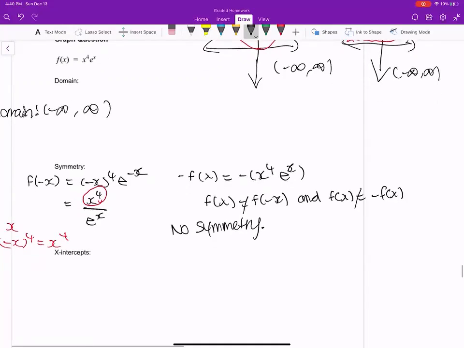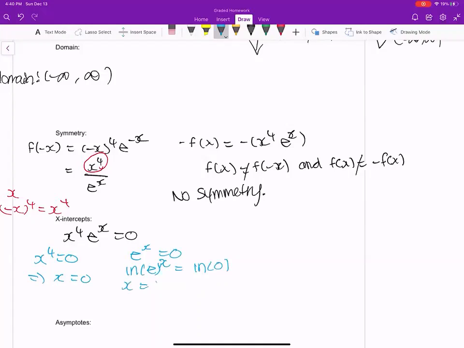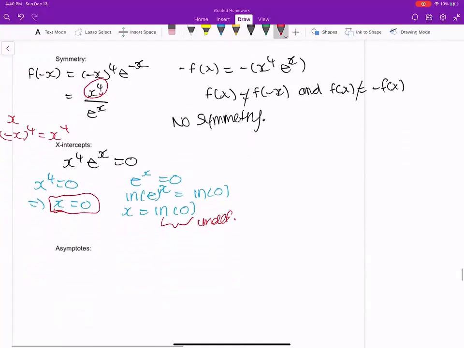Now x-intercepts. Looking at when x to the 4 e to the x equals 0 is the same as looking at when they individually equal 0. So x to the power of 4 equals 0, you get x equals 0, the fourth root of 0. And e to the power of x equals 0. However, you take the ln, x equals ln of 0. However, notice that this is undefined, so it is not one of your zeros. Your only zero is x equals 0.